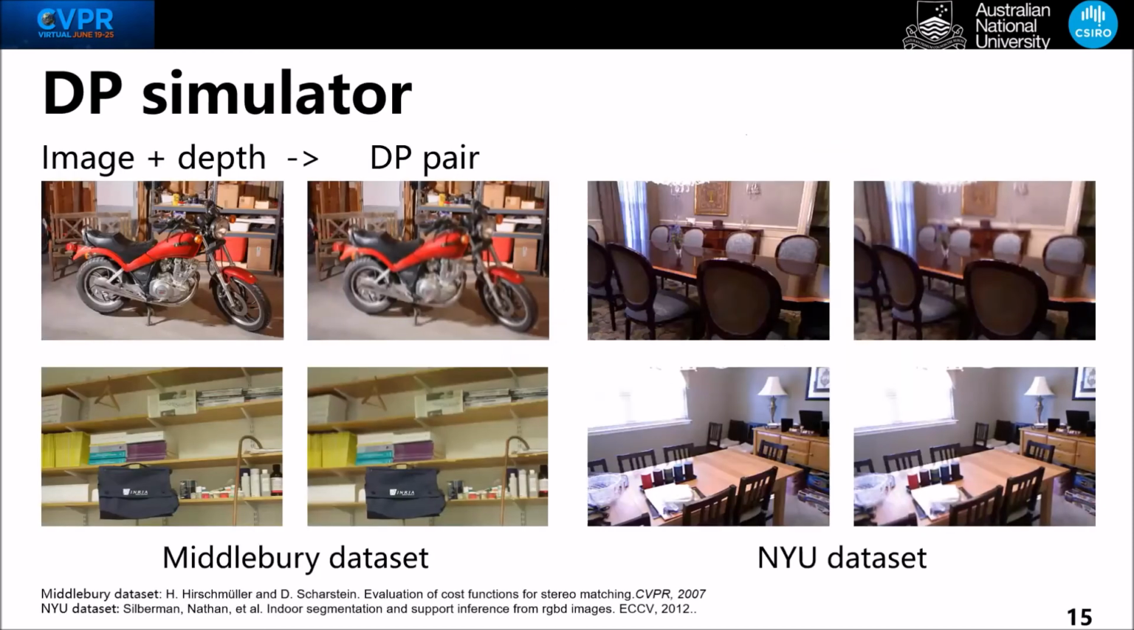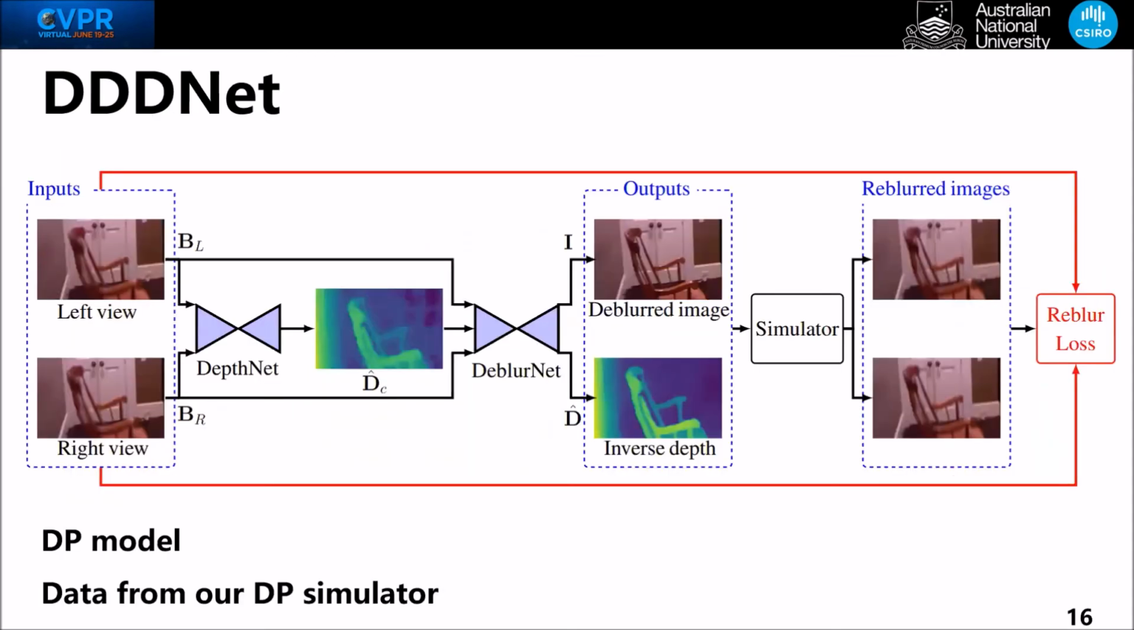Based on our DP model and with the integral image, we built the first DP simulator. The simulator can work with any existing RGBD dataset, such as the NYU dataset and the Middlebury dataset. With the DP model and the dataset from our simulator, we built our DDD net. We add a reblur loss to regularize the restored image and depth map in training.